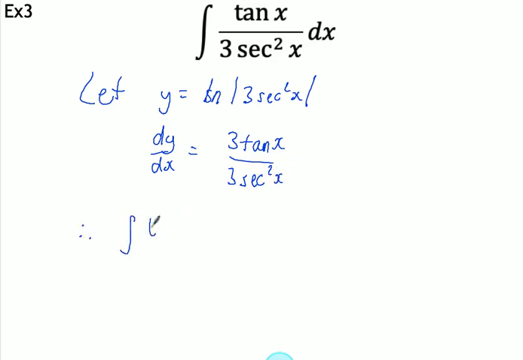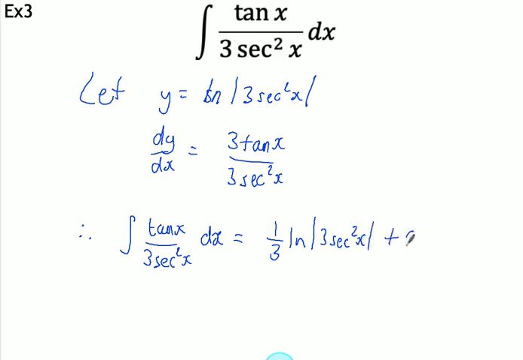Therefore, I know that the integral of this function with respect to x must be 1/3 ln of 3 sec squared x plus our constant. In essence, for this type, we want to try ln f of x. Okay, and then we can adjust the constant where appropriate to do so.